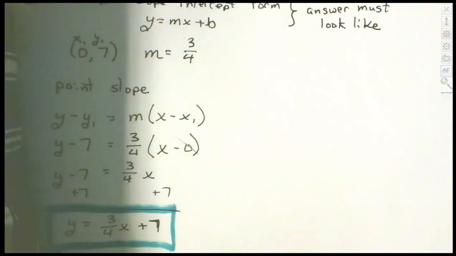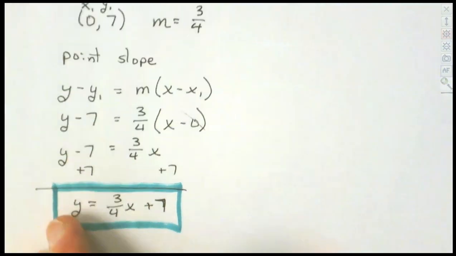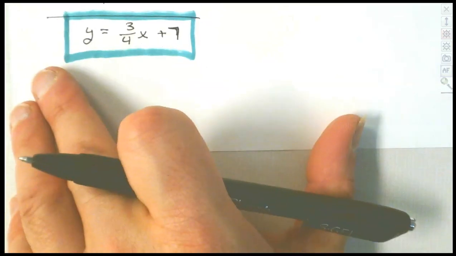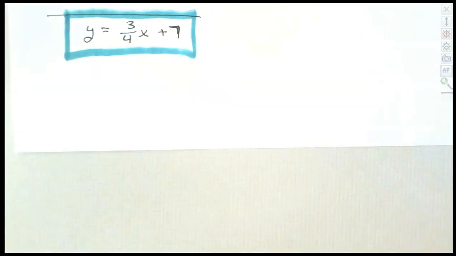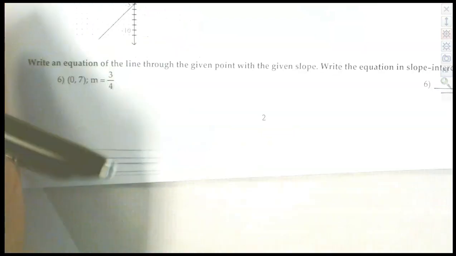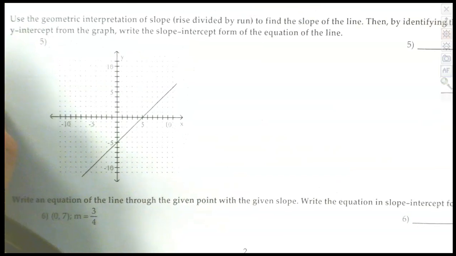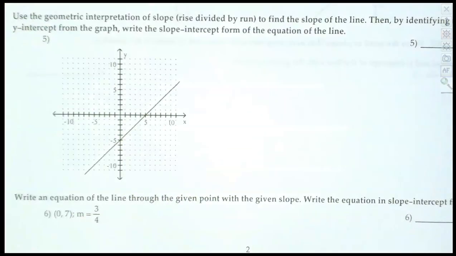And I think we also forgot to do question 5. So we'll go back and pick up 5. There's your answer in slope-intercept form. So again, my apologies, we forgot to look at question 5. Okay, and question 5, we need to come up with our equation from the picture.